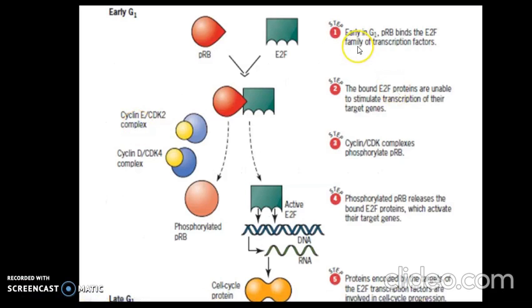In the first step, early in G1, pRB binds to the E2F family of transcription factors, and the bound E2F proteins are unable to stimulate transcription of their target genes. Later, the cyclin CDK complexes phosphorylate the pRB. Then the phosphorylated pRB releases the bound E2F proteins, which activate their target genes. And the proteins encoded by the targets of the E2F transcription factors are involved in the cell cycle progression.